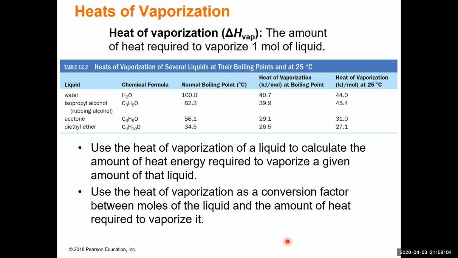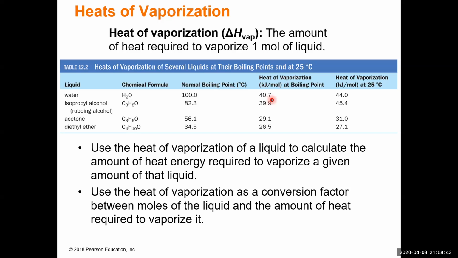Again, heat of vaporization is the amount of heat that's required to vaporize 1 mole of liquid. Table 12.2 shows you the heats of vaporization of several liquids at their boiling points, as well as at 25 degrees Celsius. So for water, shown by the chemical formula H2O, its normal boiling point is 100 degrees Celsius. The heat of vaporization at the boiling point, which is 100 degrees Celsius, will be 40.7 kilojoules per mole.